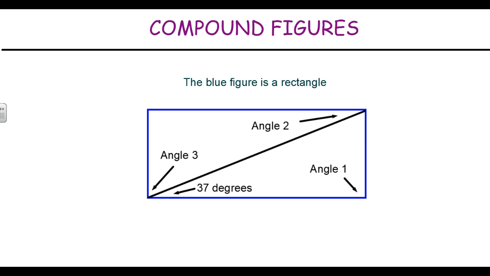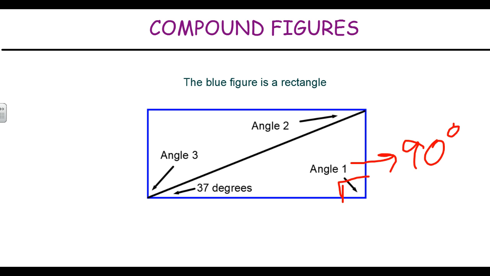Go ahead, pause the video, see what you can do about finding angle 1, 2, and 3, remembering that the blue figure is a rectangle, and then come back when you're ready to go through the answers. So we can go through this in a number of different ways. The first thing that we know is that because angle 1 is an angle of the rectangle, it is 90 degrees. And then we can either look at the triangles or we can look at the complete rectangle.